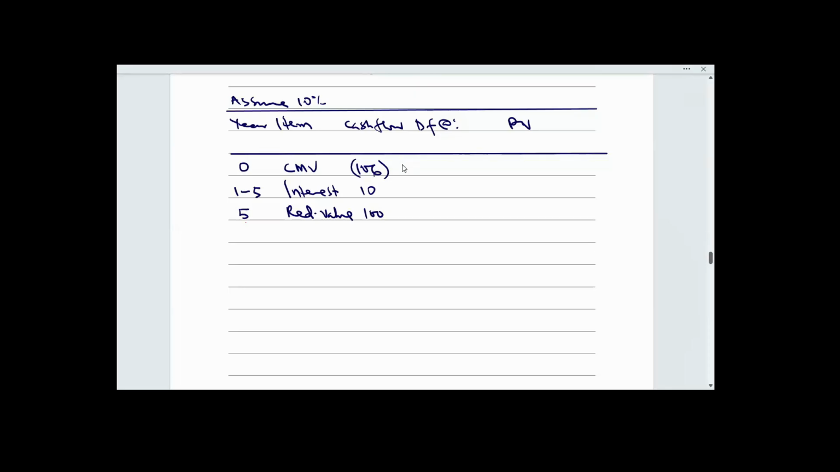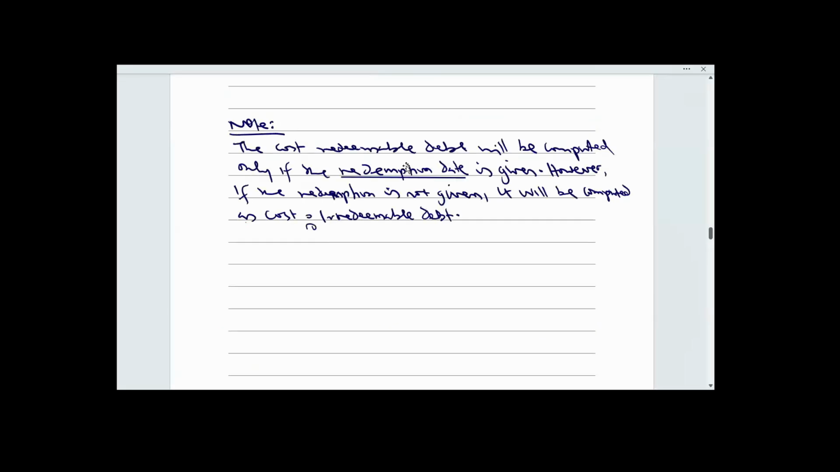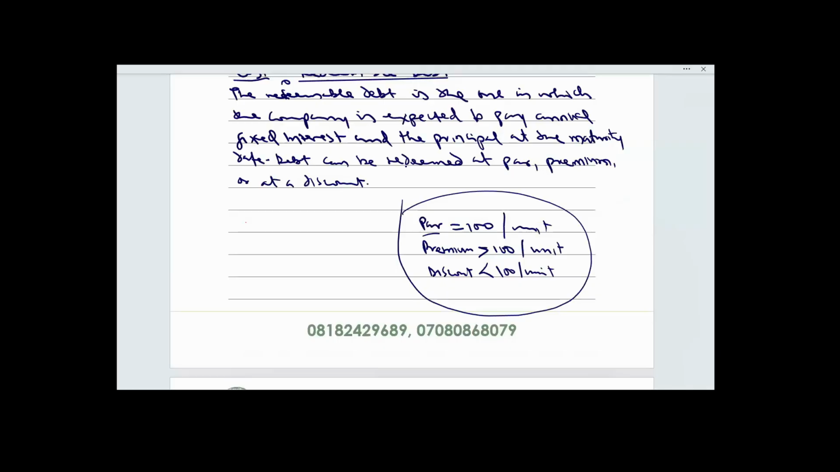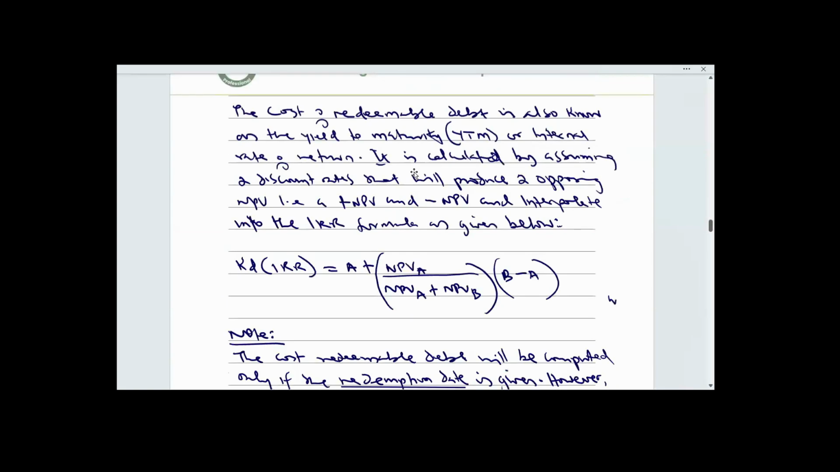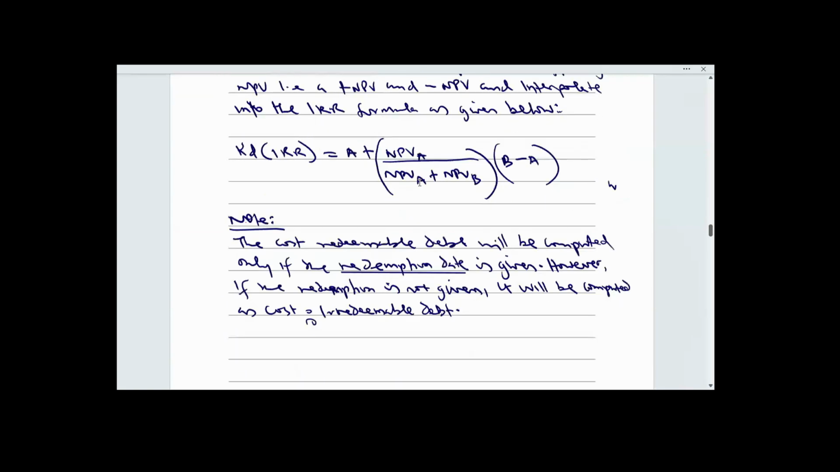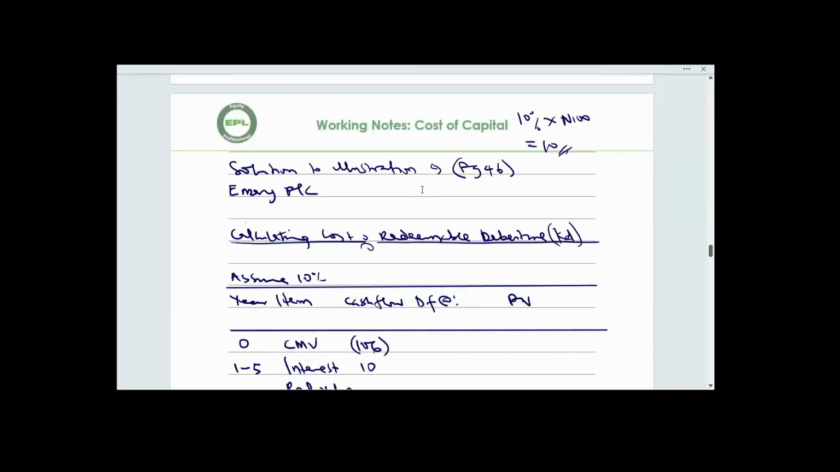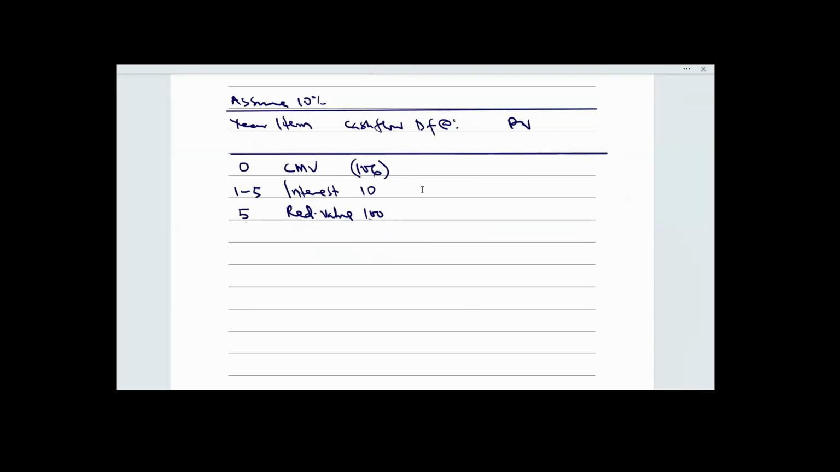When I was explaining earlier, this is what I told you. At par means 100 naira. At premium means it must be greater than 100 naira. At a discount means that it is less than 100 naira. So examiner will not tell you the 100 naira, but it is expected that you know it. So it is implied in the question. Debt is always quoted at 100 naira per unit. So that is the par value you are seeing there, 100 naira.